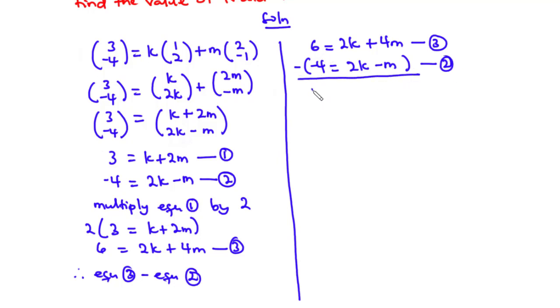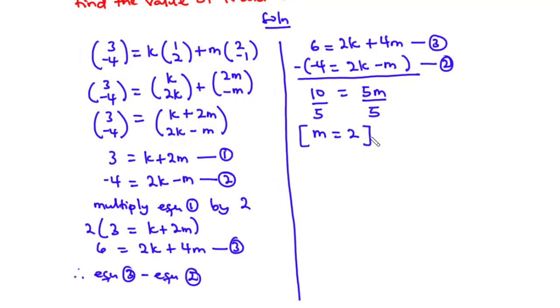6 minus negative 4 is 10. 2k minus 2k is 0. 4m minus negative m is 4m plus m, which is 5m. Now we divide through by 5. We have m to be equal to 2. So this is the value of m.